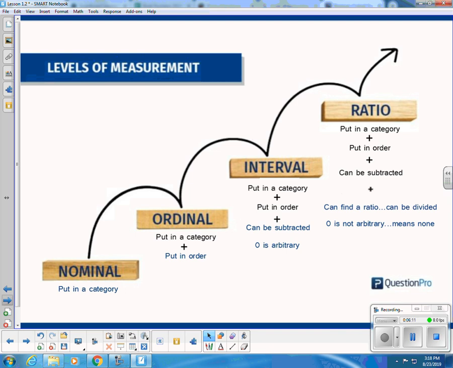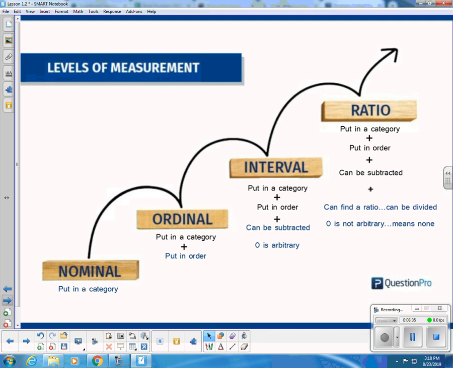So interval, you can put them in a category, you can put them in order. They can be subtracted. You can find a difference between the data entries. So for instance, if you're talking about temperatures, you can subtract temperatures. July was, on average, 10 degrees warmer than June. So you can subtract those if you had a list of temperatures by month.